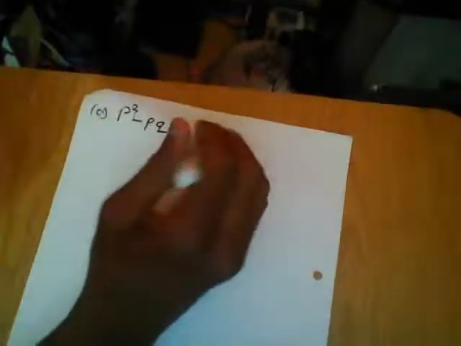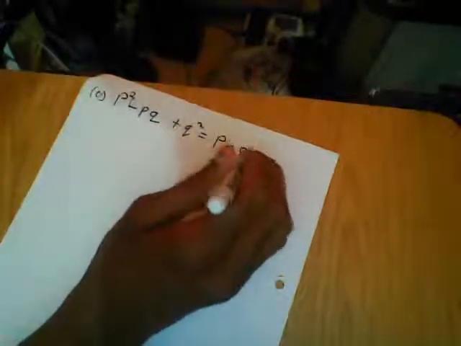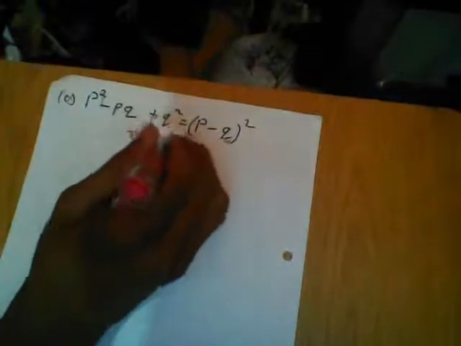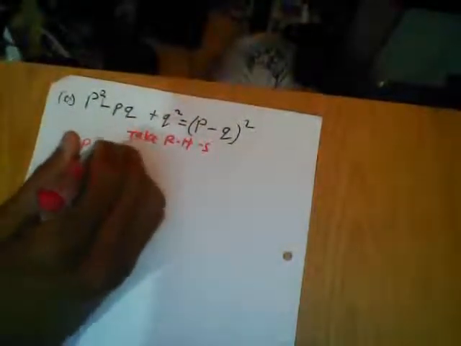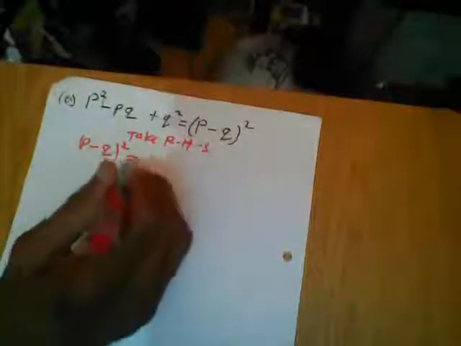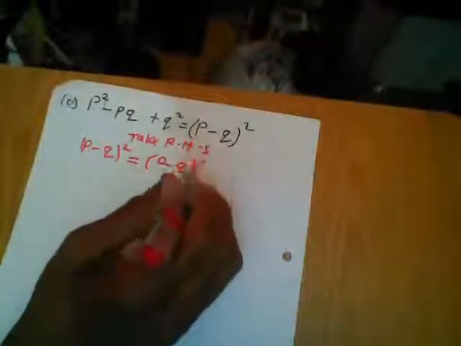Okay, now we go for the C. So for the C given, we're going to do the same game now. For C, they give us P squared minus PQ plus Q squared. They say this is equal to P minus Q squared. This is more easy. So what I'm going to do, I'll take the right hand side and expand it to see if it gets to here. The right hand side is P minus Q squared. What that means is P minus Q times P minus Q.